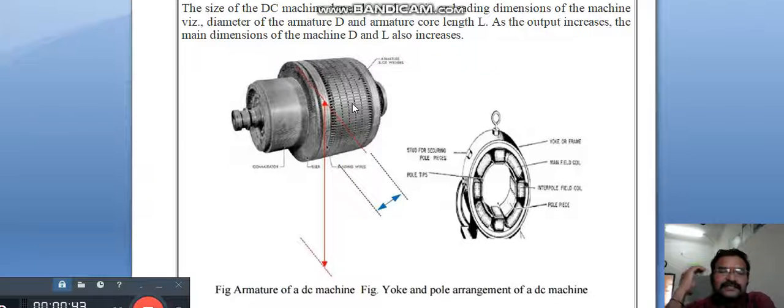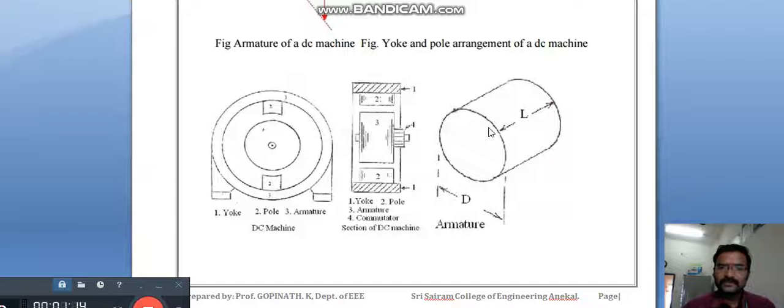Why are we going for the output equation? To find the D and L, that is, the main dimensions of the DC machine. The size of the DC machine depends upon the main leading dimensions of the machine, viz. the diameter of the armature D and the armature core length L. To find these, we are going for the output equation. As output increases, the main dimensions of the machine, D and L, also increase.